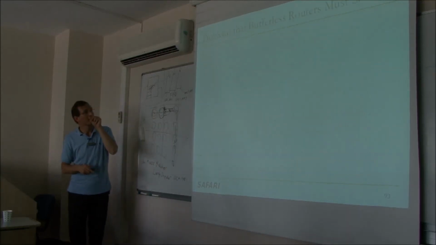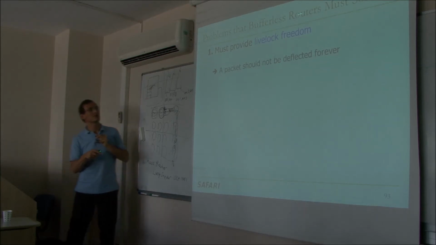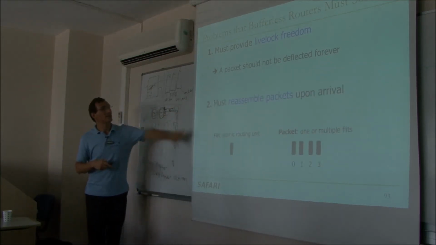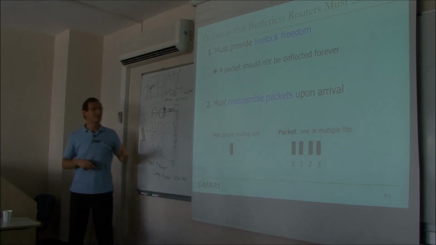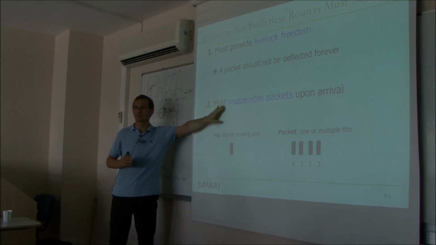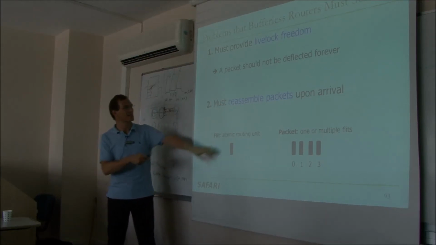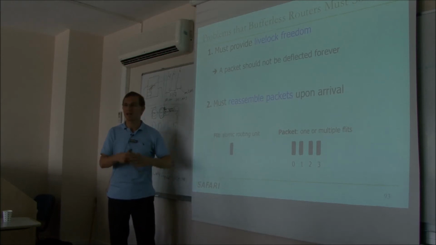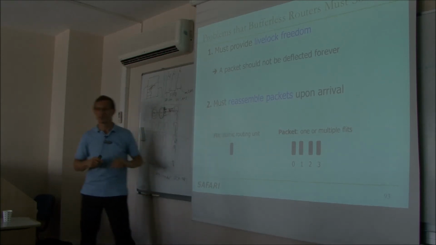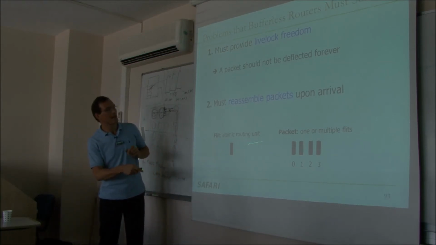So there are two problems that bufferless routers must solve. They have to provide live lock freedom. A packet should not be deflected forever. And they must reassemble packets upon arrival. With a wormhole routing, it's buffered wormhole router, it's much nicer because packets come nicely together. Whereas in a bufferless router, packets can come anytime, right? Because they're just deflected everywhere. So you need to have enough buffering somehow. So this is a difference between flit and packet, by the way. That should have come much earlier, I think.